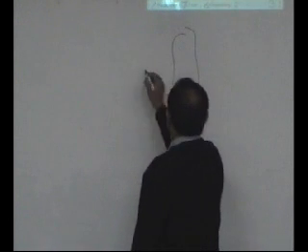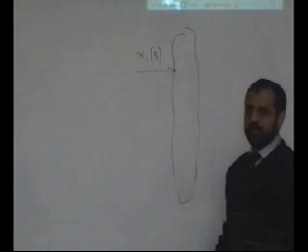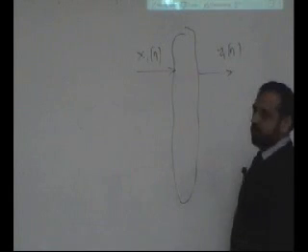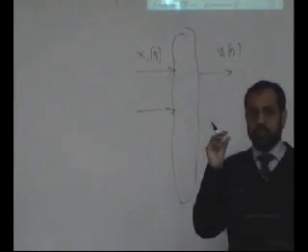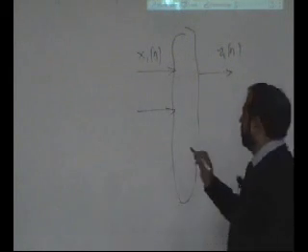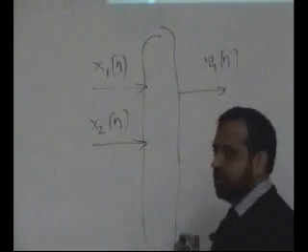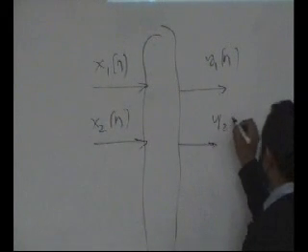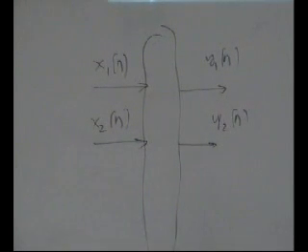This is your system, and you apply one input. Let me call this x1 of n. You get an output, y1 of n. Then you apply some other input to the same system, performing the same operation. So you take another signal, apply the same operation on this signal, and you get another output. Now you add these two signals together.